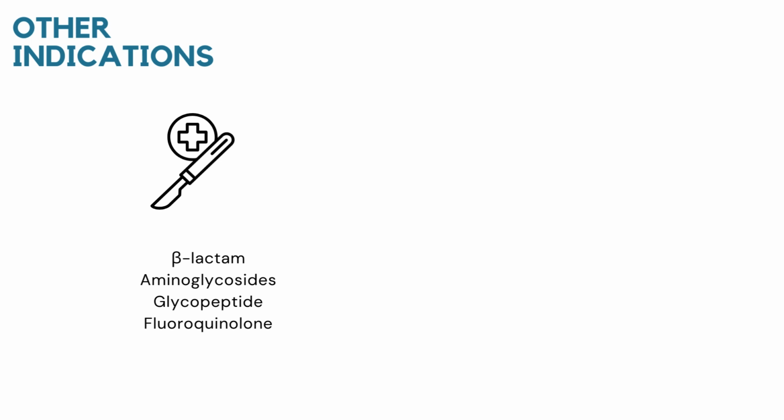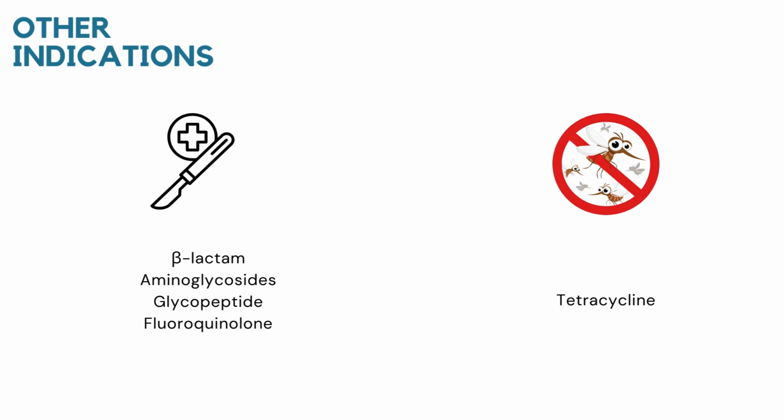Indeed, antibiotics are used not only for treating infection, but also given as prophylaxis. In surgical procedures, use either beta-lactam, aminoglycosides, glycopeptides, or fluoroquinolone. Regarding malaria prophylaxis, which we can call medical prophylaxis, we can use tetracycline. For example, we use doxycycline.